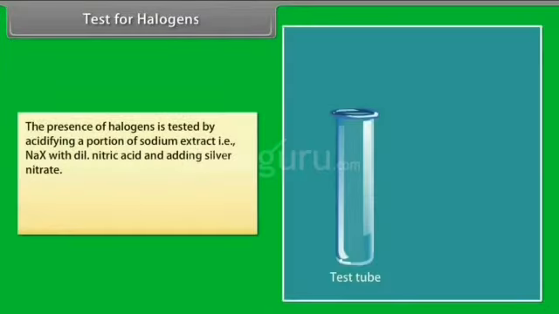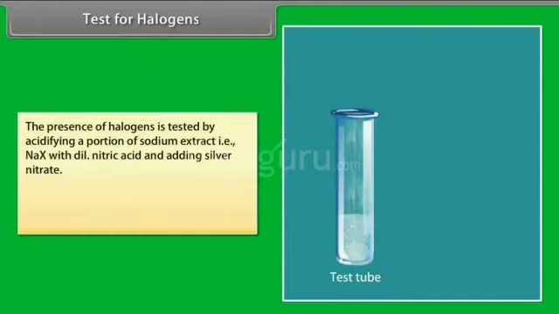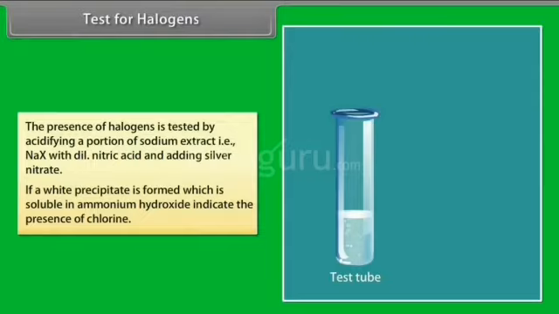Test for halogens. The presence of halogens is tested by acidifying a portion of sodium extract, that is NaX, with dilute nitric acid and adding silver nitrate. If a white precipitate is formed which is soluble in ammonium hydroxide, it indicates the presence of chlorine.